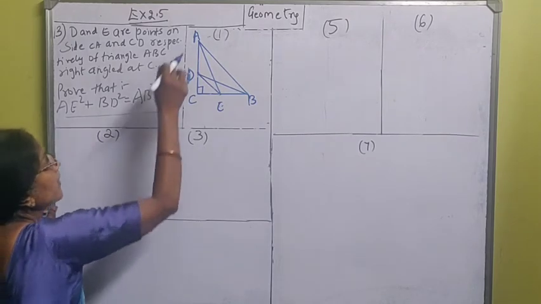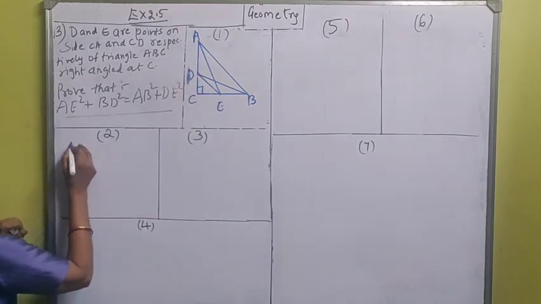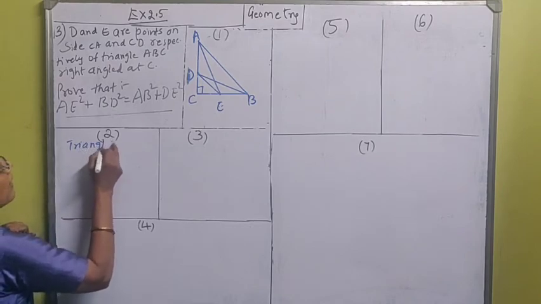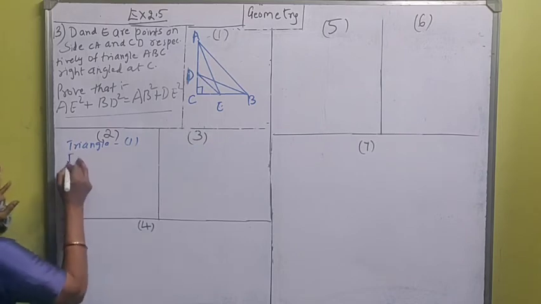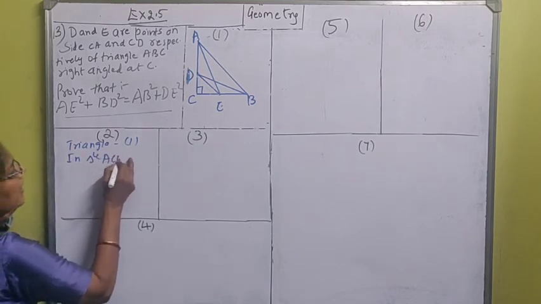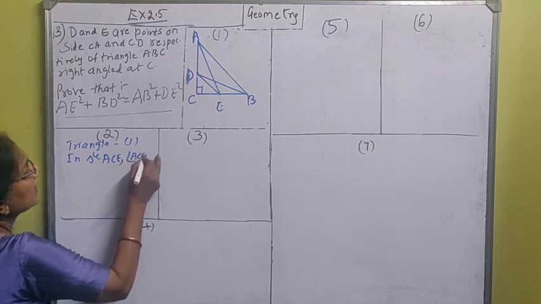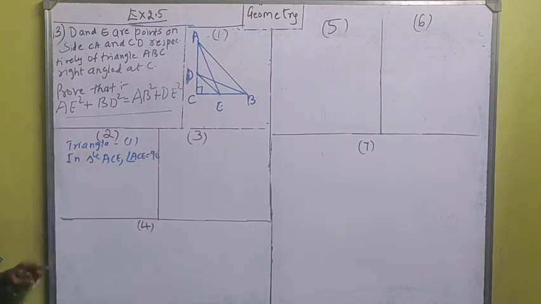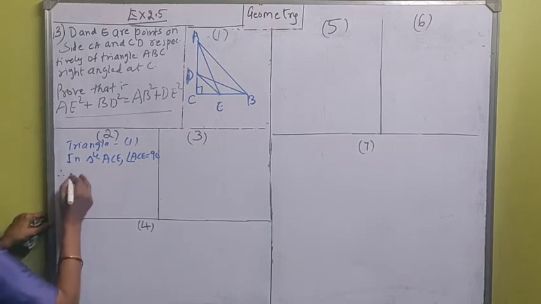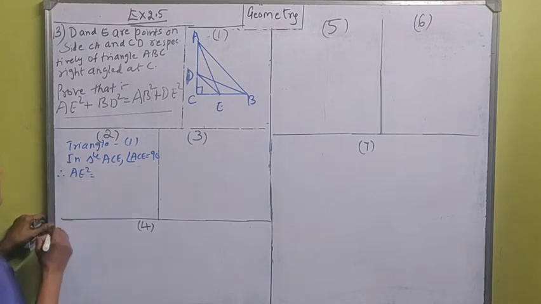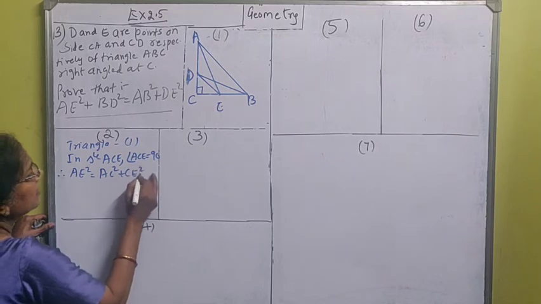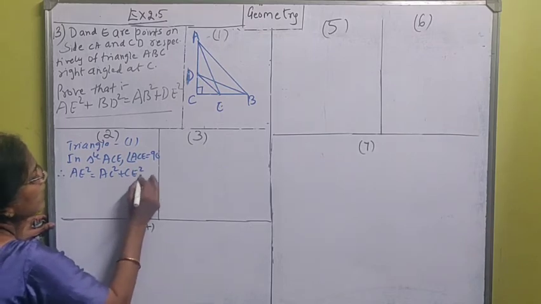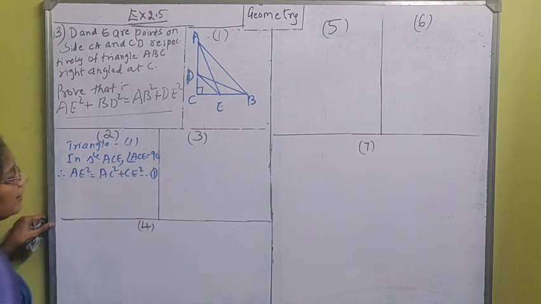So first I am going to take triangle ACE. This is triangle 1. In triangle ACE, angle ACE is equal to 90 degree. Therefore, using Pythagoras theorem, AE square is equal to AC square plus CE square. Let this be equation number 1.